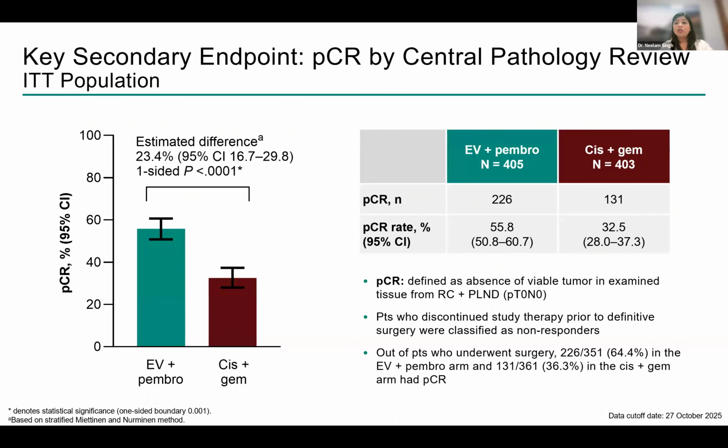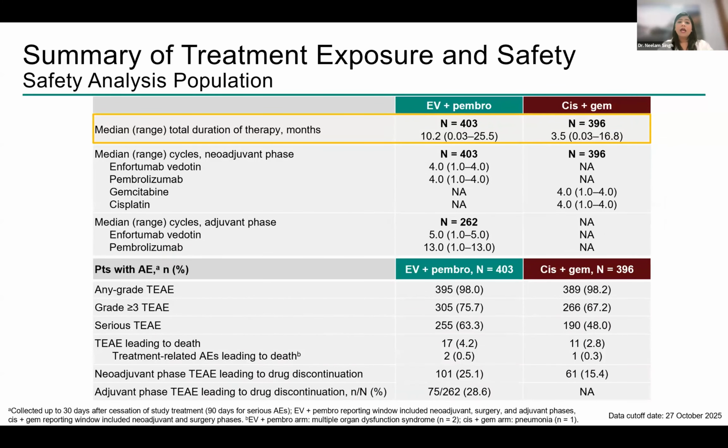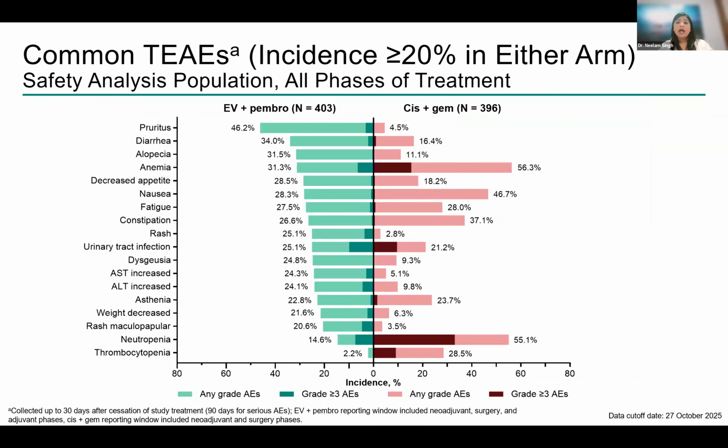Again, if we look at the pathological complete response in the ITT population, we see an absolute benefit of around 23.4%, and in EV Pembro, around 226 patients were operated with around 55.8% PCR rates. And if we look at the toxicities, around 63%, around 75% of the patients had grade 3 or higher adverse events. The most common adverse events are pruritus, diarrhea, alopecia, anemia. So these are some of the common adverse events noted.